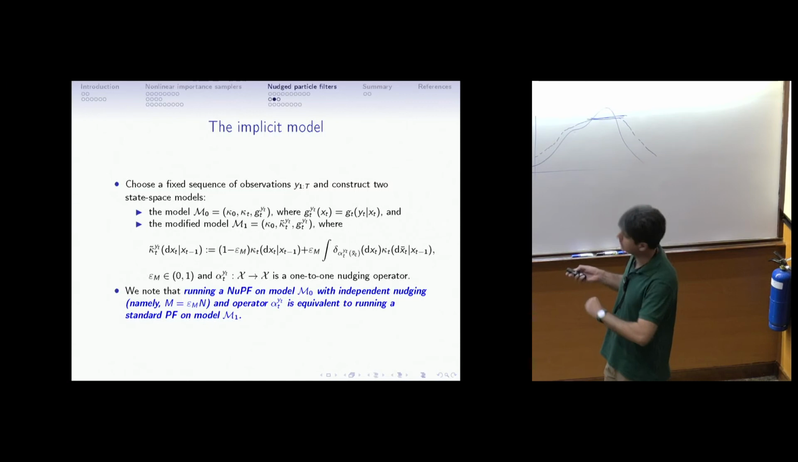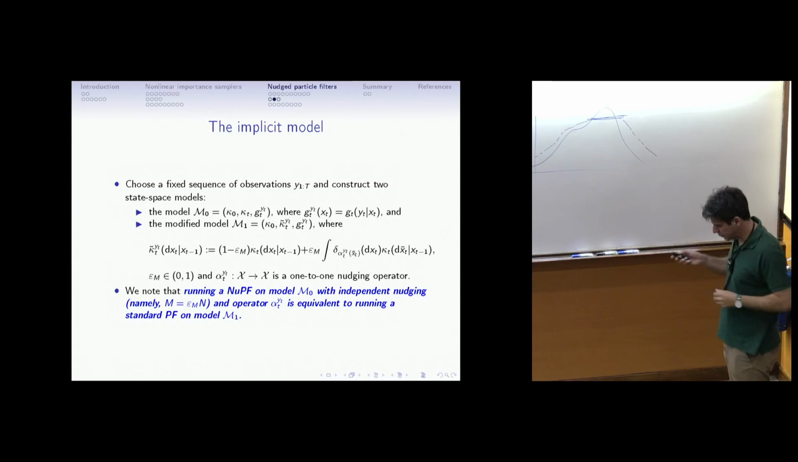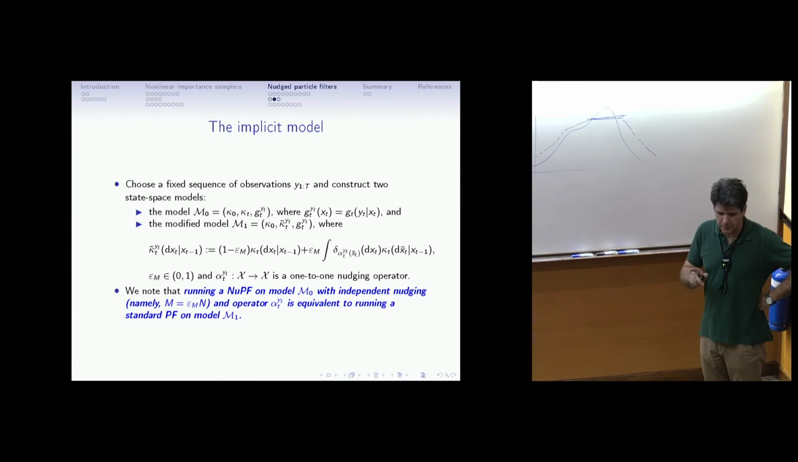Let me try to explain this. What is more interesting is the following. We observed in simulations that the nudged particle filter had a very nice feature: it was usually more robust than the standard filter when you had errors in the model. So you change, for example, some parameter in the model, and you design your algorithm blind to this error, and then the bootstrap filter would easily lose track of the state, and the nudged version seemed to work much better.